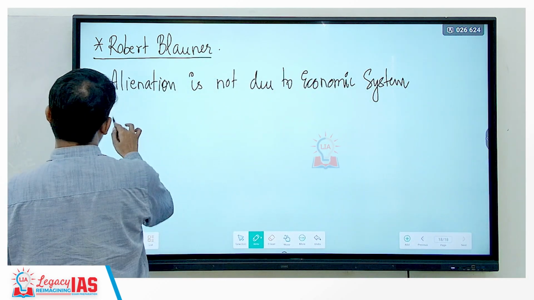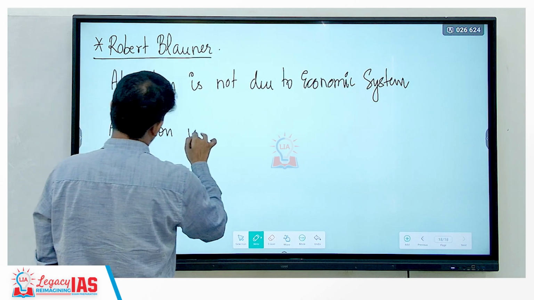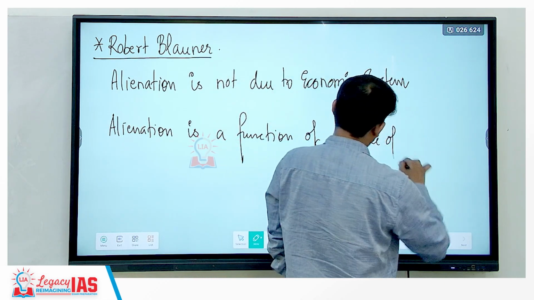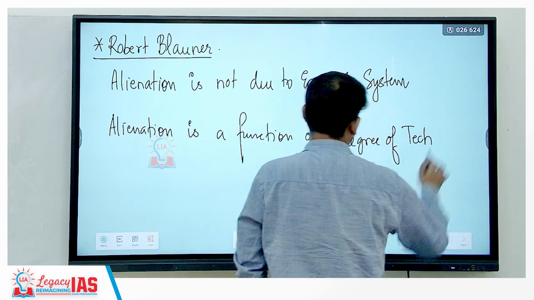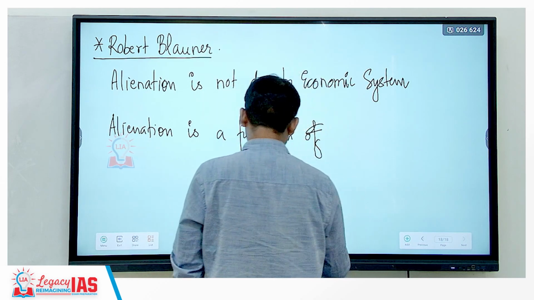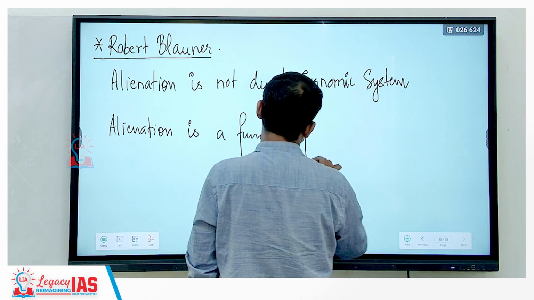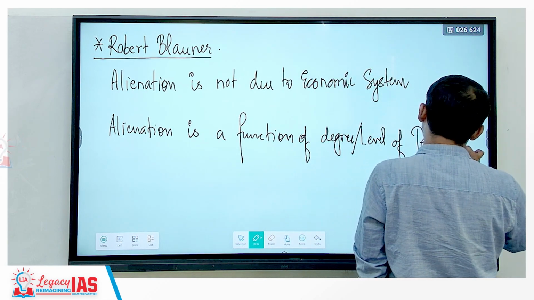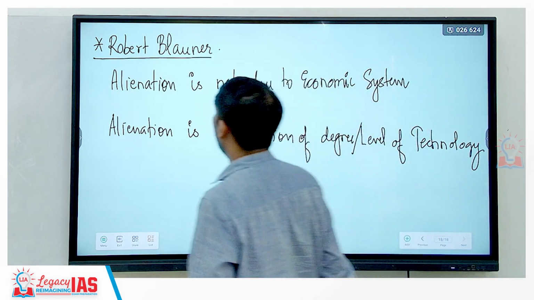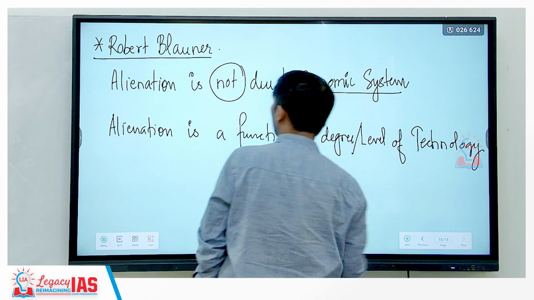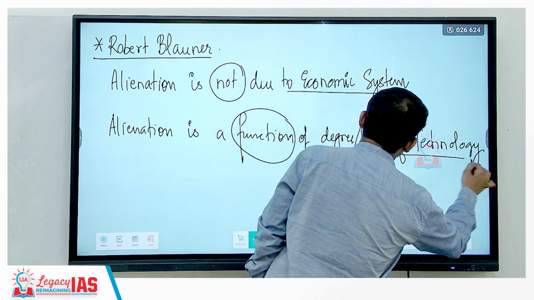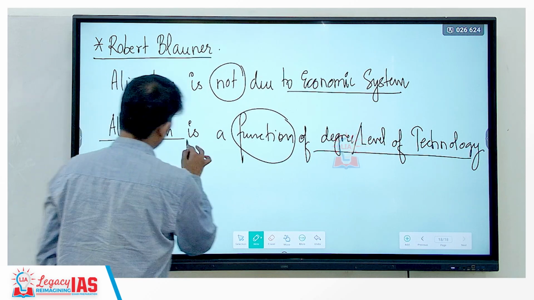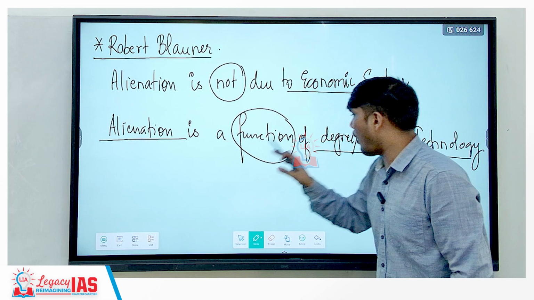So Robert Blauner says that alienation is a function of the degree or level of technology. It's not due to the economic system, but it is a function of the degree or level of technology. Function of meaning it is due to the degree or level of technology. Alienation is due to the level of technology, and it is a function of the level of technology.